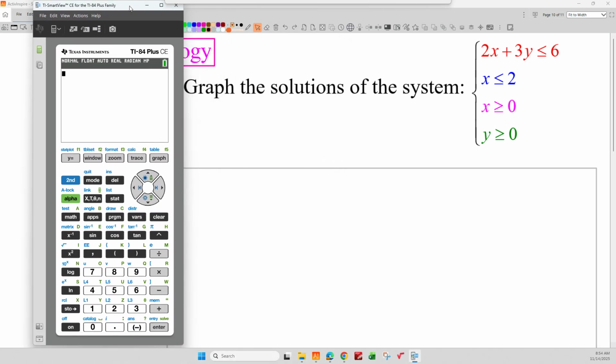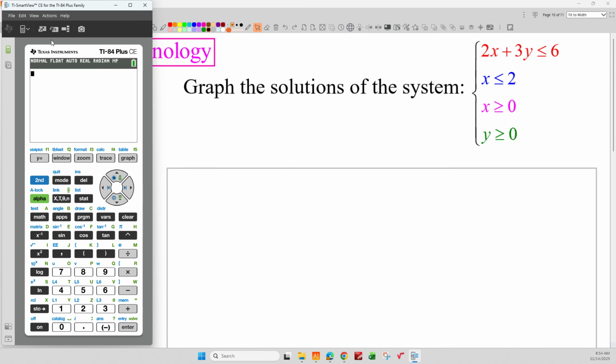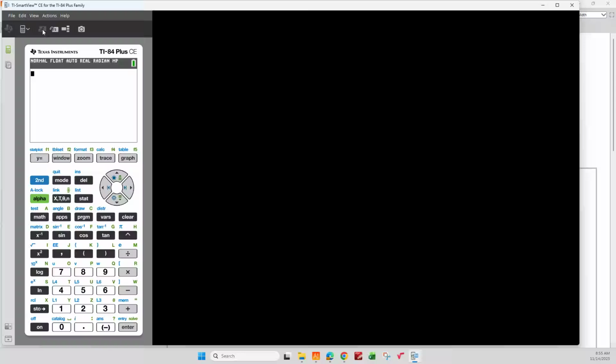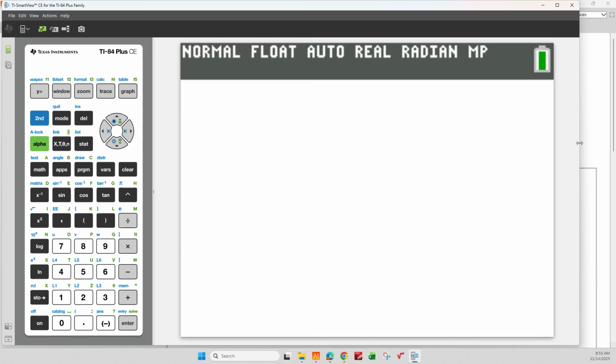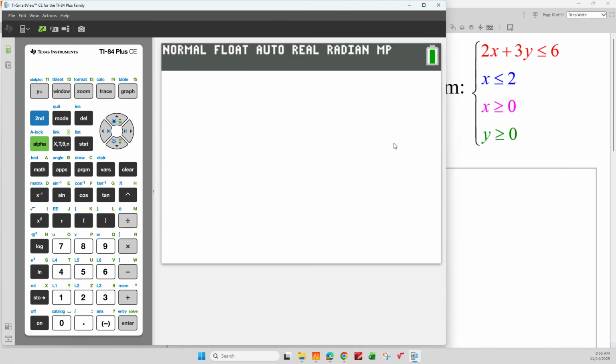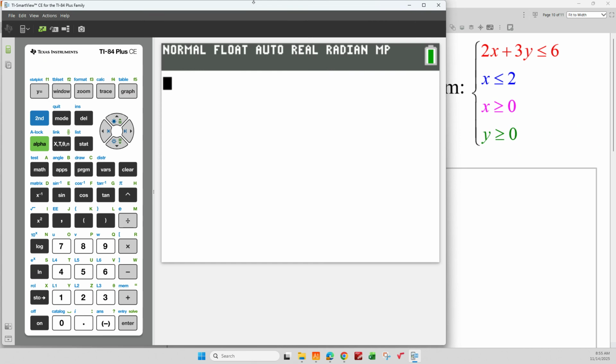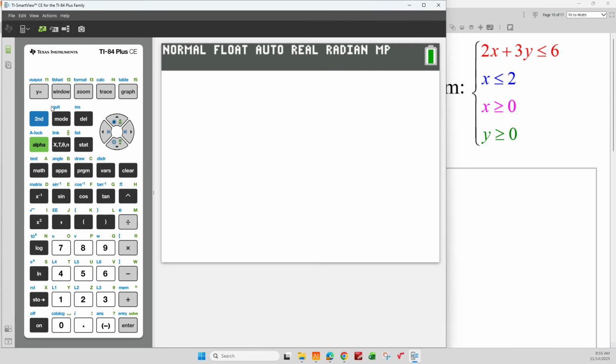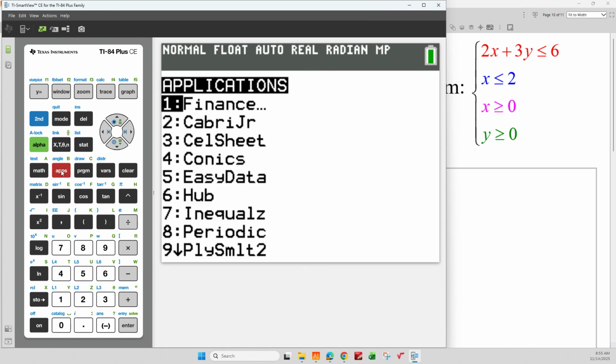So here's the TI-84. So you can see the screen a little better. Okay, so what you do on this is, if I want to graph inequalities, I got to remember this, it's been a while since I did it. You have to go into apps, and you want to go down and choose the Inequalz app. And if you don't have that, you want to install it.